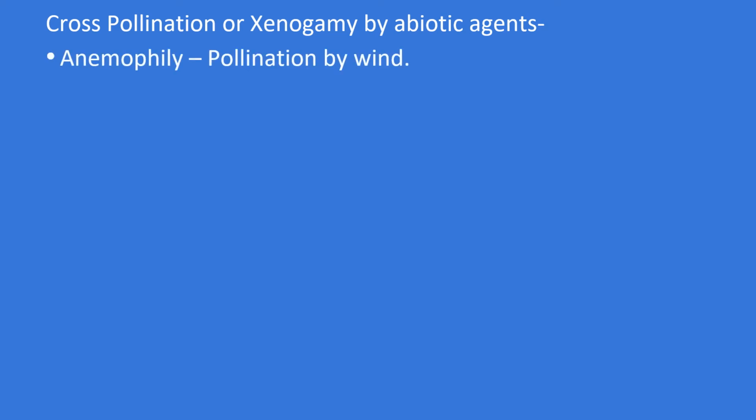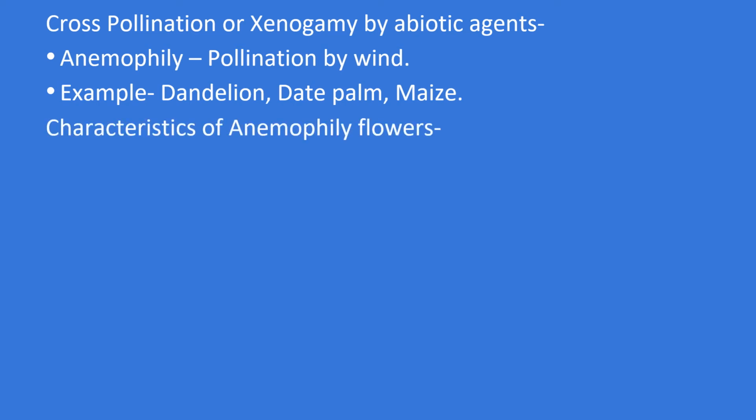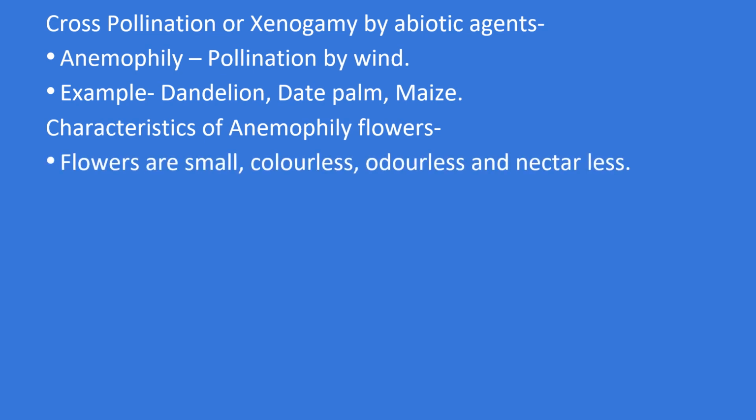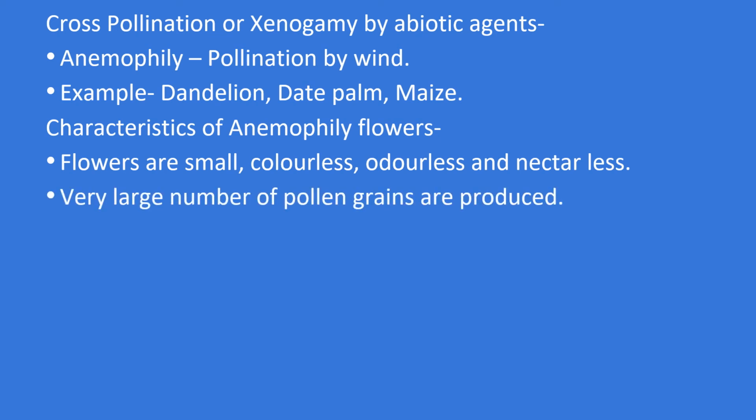Now we are going to discuss the characteristics of cross-pollination by abiotic agents. First, anemophily. When pollination occurs by wind, that act is known as anemophily. Examples are dandelion, date palm and maize. The characteristics of anemophilous flowers: generally the flowers are small, colorless, odorless and nectarless. Since they are small, colorless and odorless, they remain very light so that they can move from one place to another easily with the help of wind.